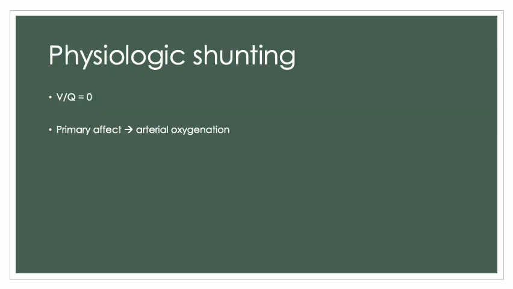Moving on to physiologic shunting, remember the ratio of ventilation to perfusion is equivalent to 0. This shunting is primarily going to affect arterial oxygenation. Remember, shunting is when your alveolus is not ventilated, but you actually have perfusion passing through. Again, no gas exchange or minimal gas exchange in the alveolar capillary membrane.